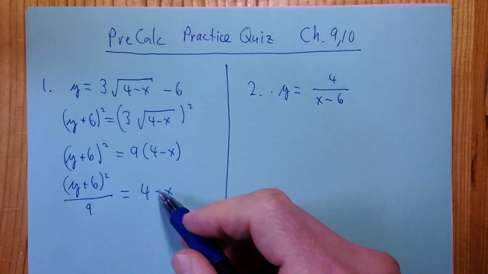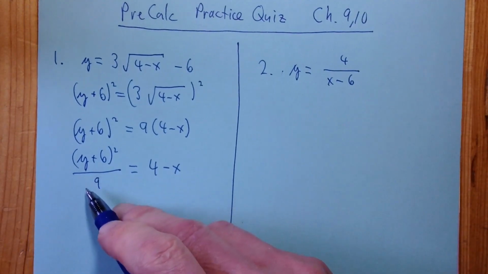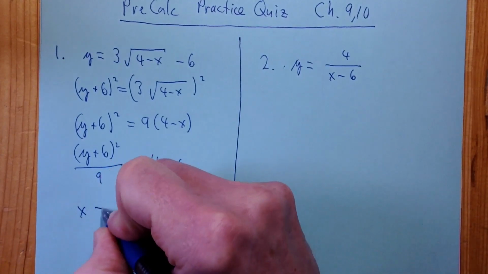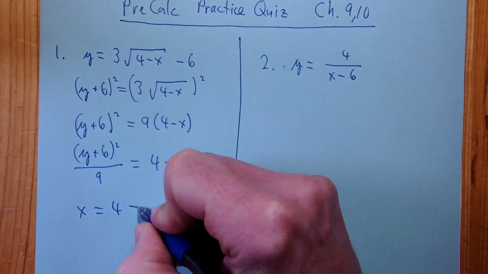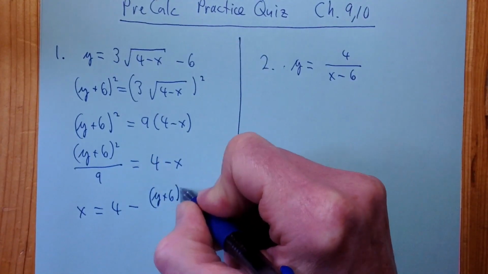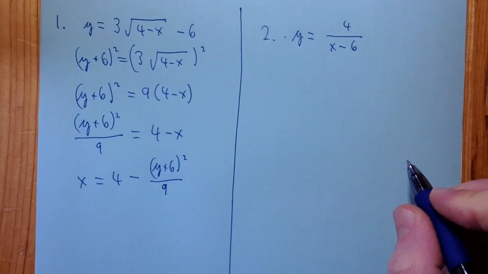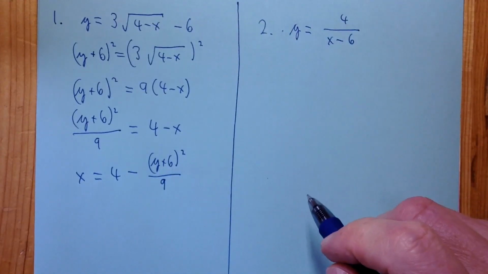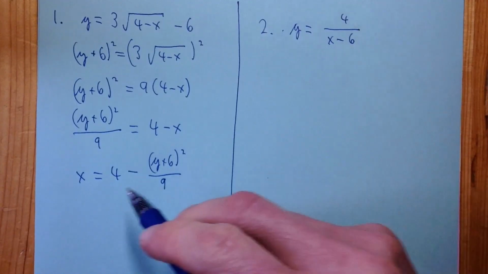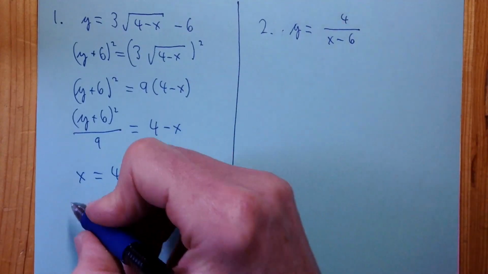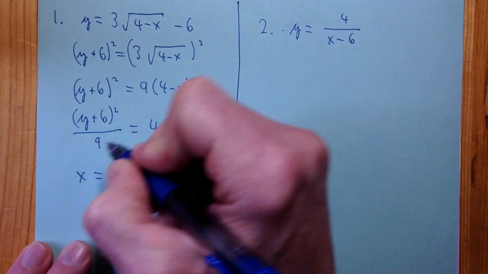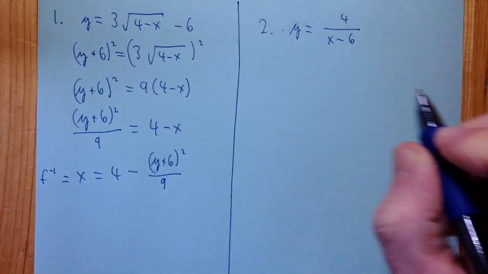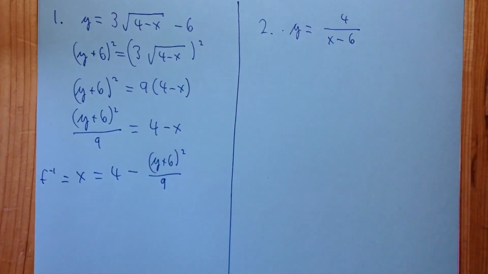I'm going to put the x over here to make it positive, and then we can put this over here and make it negative. So x is equal to 4 minus y plus 6 squared divided by 9. And that is a totally fine way to leave it. We could square that out, but I think this looks a little bit cleaner. So that is our inverse function. So basically f negative 1. Okay, that's all it is for part 1.